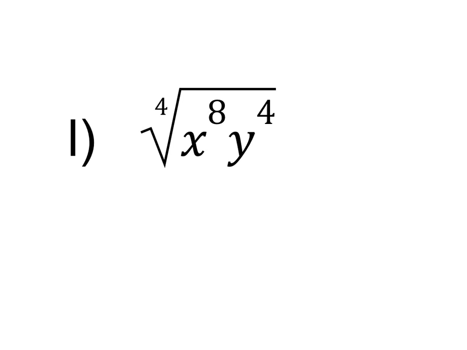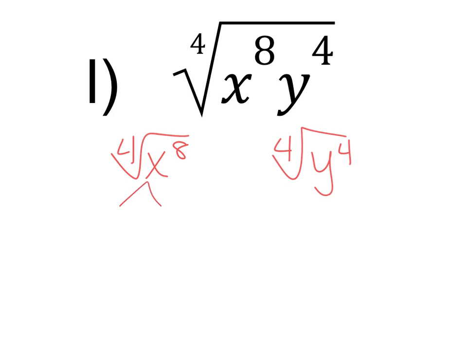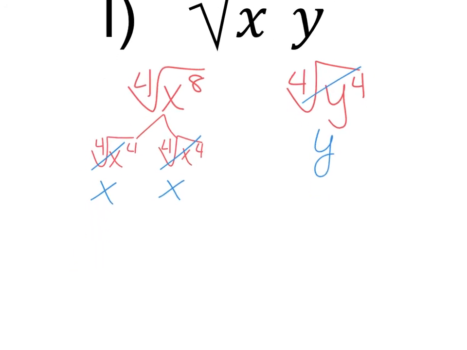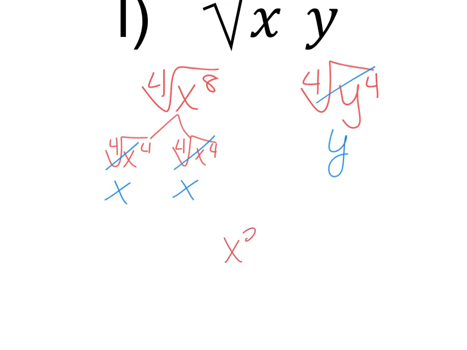Last one, break it apart. We have the fourth root of x to the 8th and the fourth root of y to the 4th. X to the 8th breaks up into the fourth root of x to the 4th, times the fourth root of x to the 4th. That would give me x and x. The fourth root of y to the 4th is y. Put it all together, it'd be x squared y.